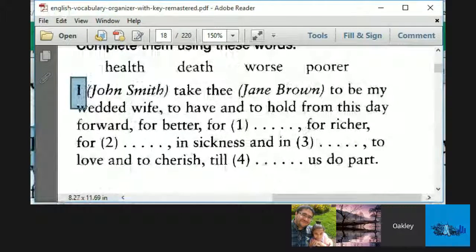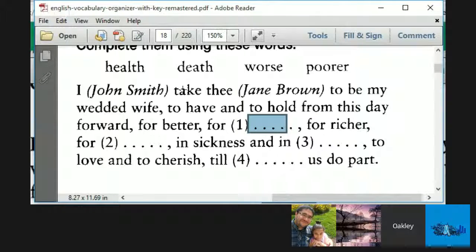Okay, John Smith, take... Yes, it's very important. It's a vow. It's a pledge. It's a promise. John Smith, take the Jane Brown to be my wedded wife, to have and to hold from this day forward, for better, for blank. Think contrast. For worse. Yeah, there you go. Very good.